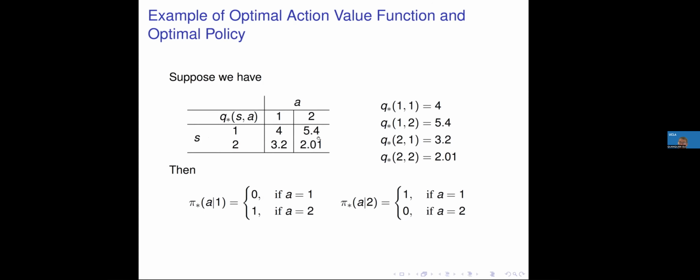From this 2x2 table, if I ask you to tell me the optimal policy, in other words, what action the agent should take at each state, you can see that at state 1, if you take action 1, the value is 4. If you take action 2, the value is 5.4. So the optimal action at state 1 should be action 2. Similarly, the optimal action at state 2 should be action 1, because action 1 gives you higher value. In other words, once you calculate the optimal action value function, you can immediately tell the optimal policy.